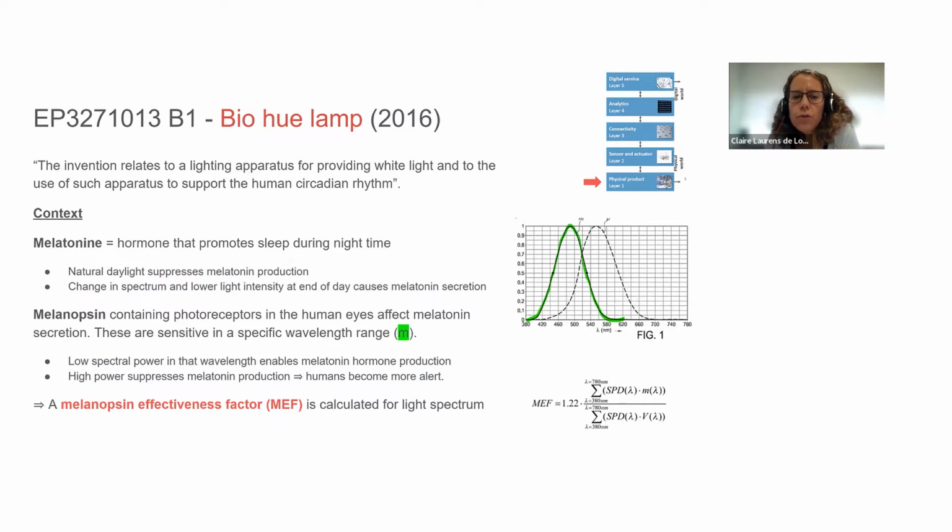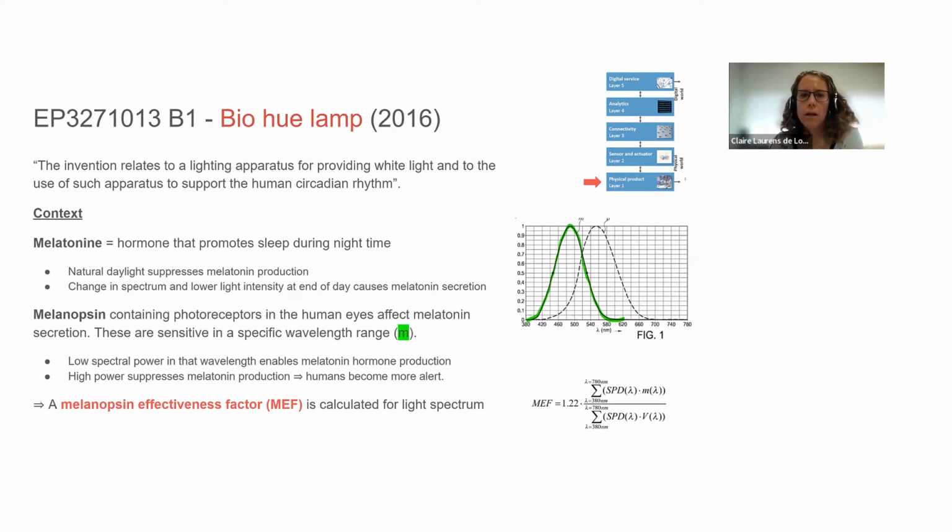You have to know that in our body, we have a hormone called melatonin, which promotes sleep and is suppressed under daylight. When the light goes down in the evening, that causes melatonin secretion and gives you the need to sleep. And we have in our eyes some photoreceptors that affect melatonin production, and they are sensitive to a specific wavelength range, called the melanopsin range, which is here in green on the slide.